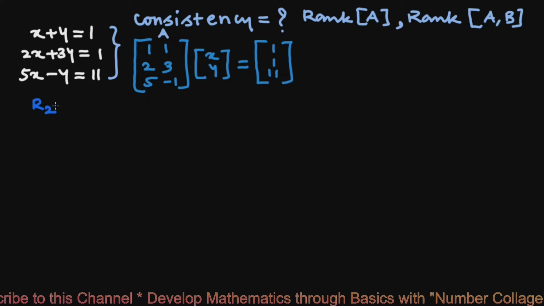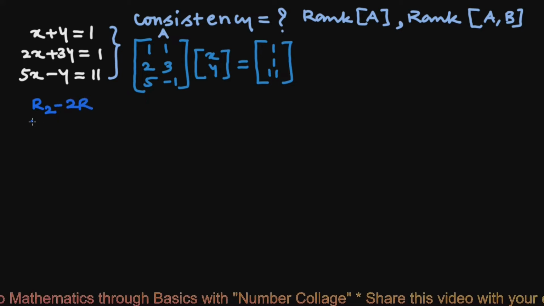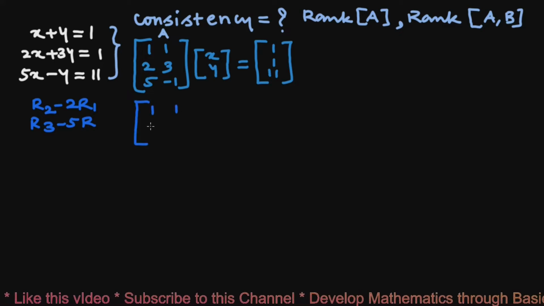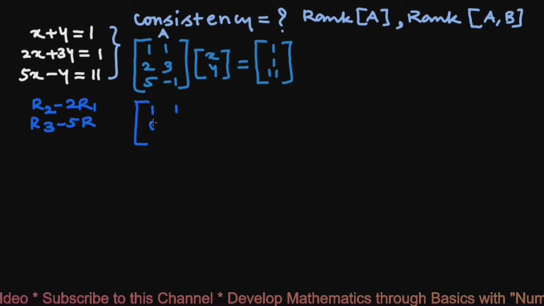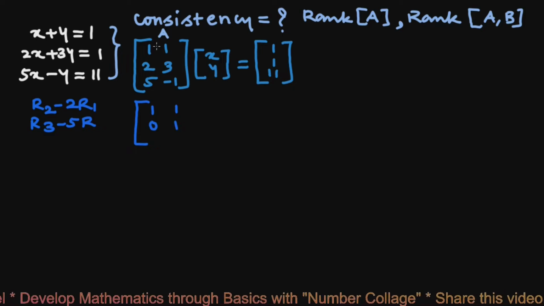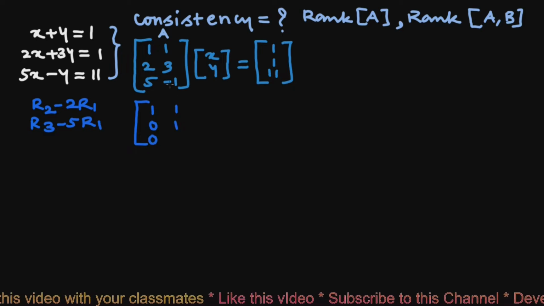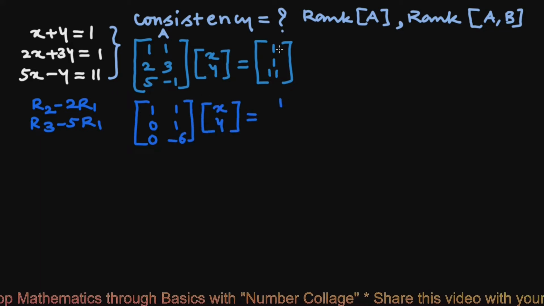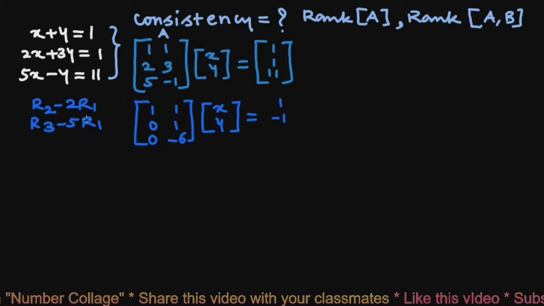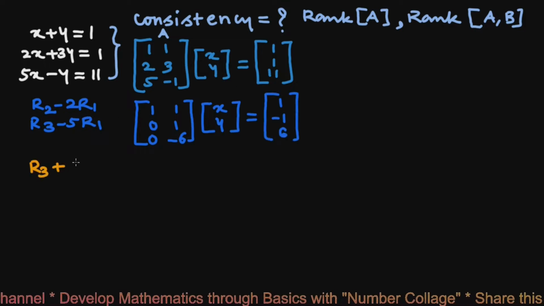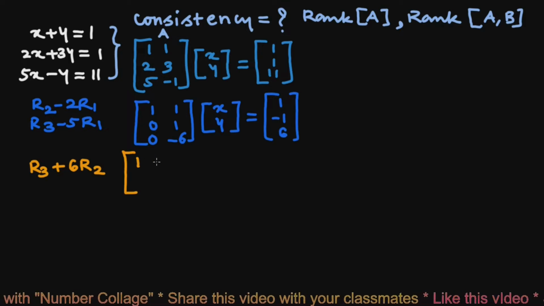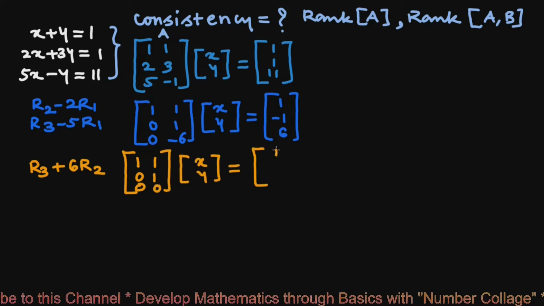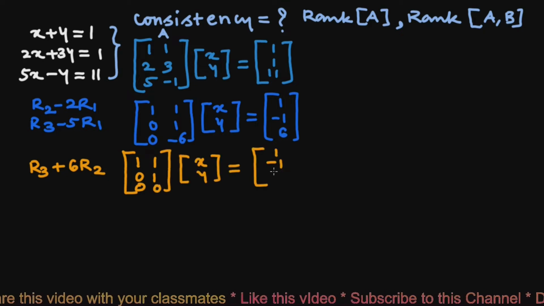So first, R2 minus 2R1 and R3 minus 5R1 gives the first row as it is. Second row: 2 minus 2 is 0, 3 minus 2 is 1, 1 minus 2 is minus 1. Third row: 5 minus 5 is 0, minus 1 minus 5 is minus 6, 11 minus 5 is 6. Then R3 plus 6R2 gives 1 1 1, 0 1 minus 1, 0 minus 6 plus 6 is 0, 0 6 minus 6 is 0.